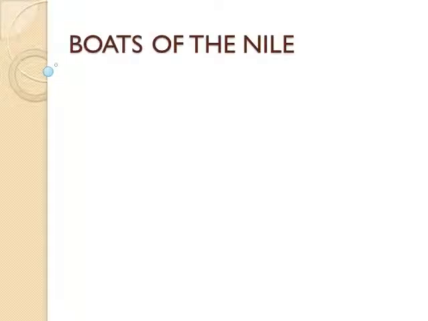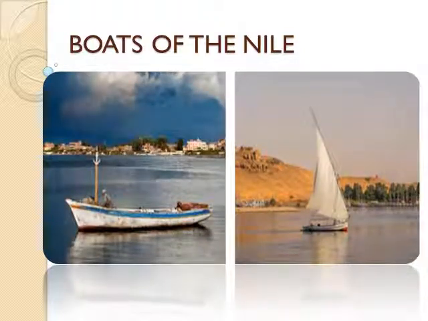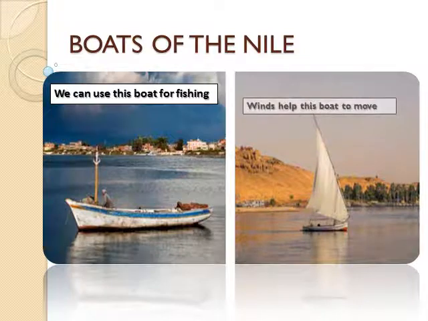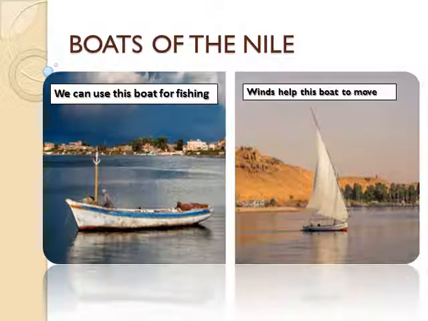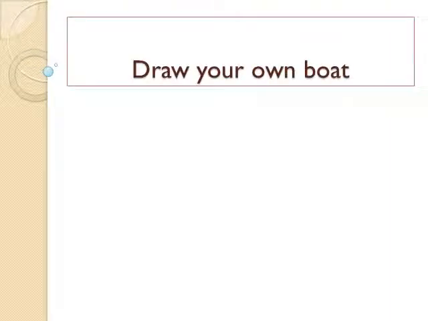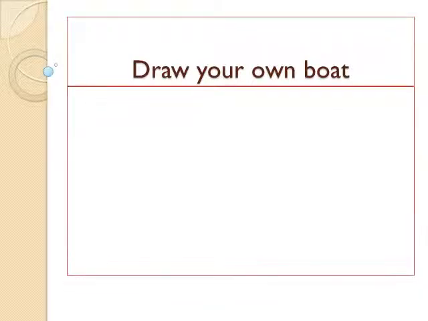Now let's talk about another point of this chapter. Boats of the Nile. If you look at the left photo, you will find that there is a fisherman who is using this boat for fishing. But if you look at the right photo, you will find there's a sail on this boat. So, winds help this boat to move. Now you have 9 or 10 minutes to draw your own boat. So kindly pause this video and show me your creativity.